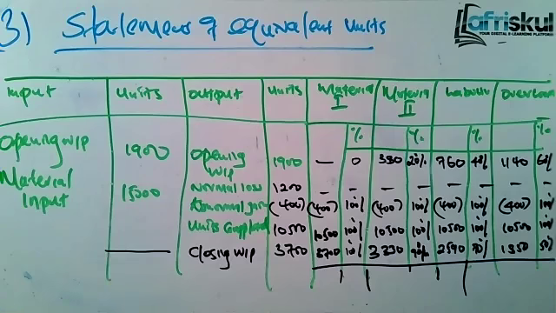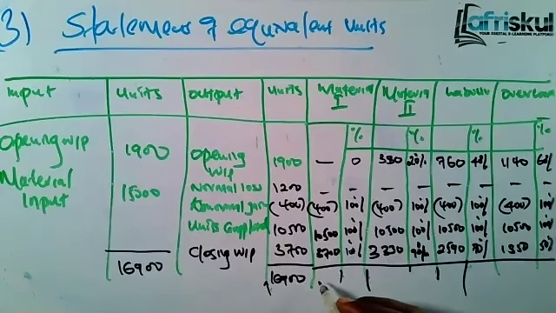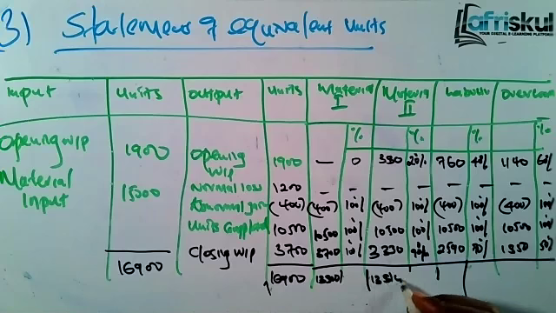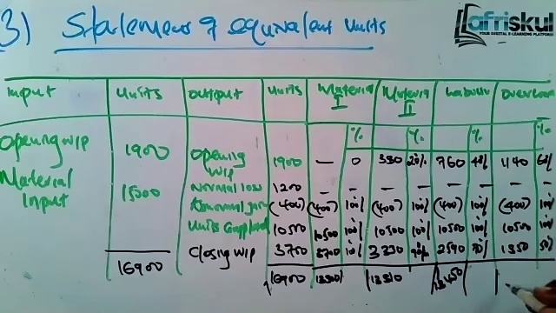You add each column. So the first, input units, is 16,900. Output will be 16,900. Material 1, it is 13,800. Material 2, it is 13,810. Labor is 13,450. And then for overhead it is 13,090. That is the statement of equivalent units.